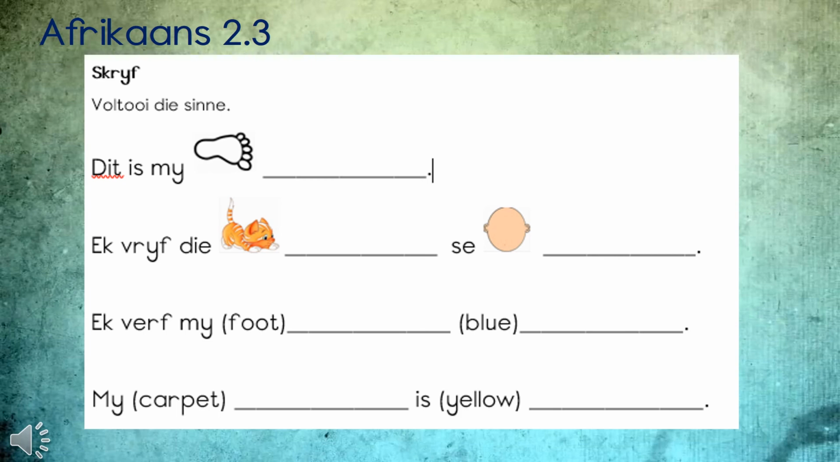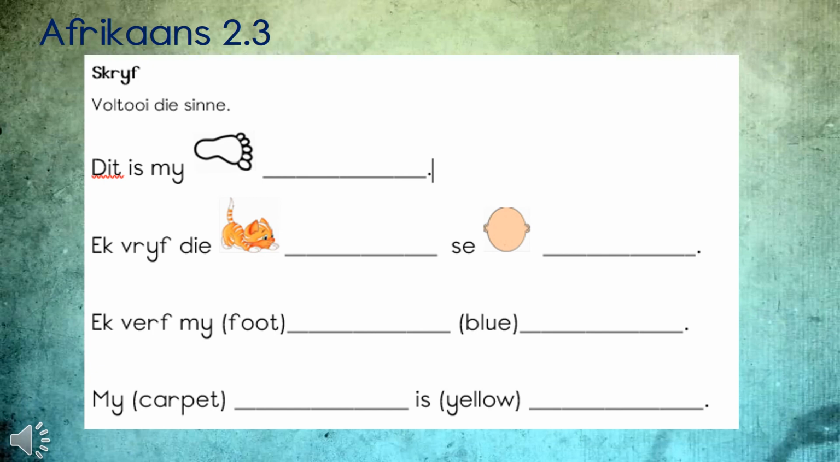In the writing lesson, I'm giving you pictures as clues in the first two sentences, and at the bottom I'm giving you the English word, and I would like you to write the Afrikaans word in the space to complete the sentences. Let's have a look. Dit is my. What is that in Afrikaans? The next one says, ek vryf die se. Look at your pictures and write in the Afrikaans words for those pictures.